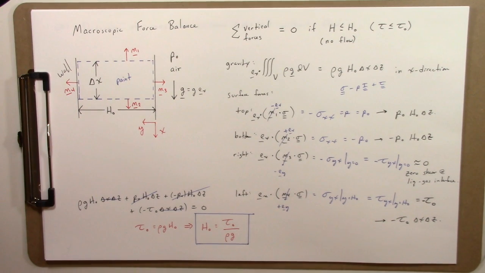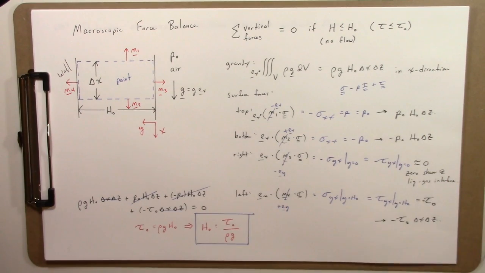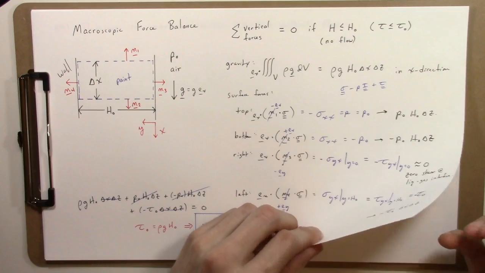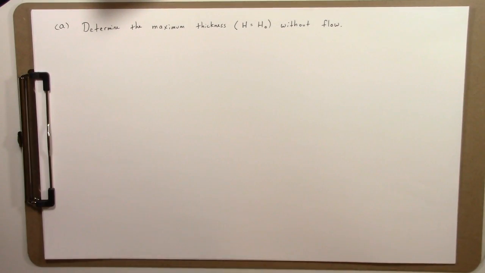So you could probably get this a lot faster using physical intuition from this sort of diagram, without going through all the detailed work we did here, but it's good to make sure you know how to actually do this in case you need to do it for a complicated problem with a complex geometry. Alright, so that's the macroscopic approach. Now we want to discuss the microscopic approach to determine the same thing. What's the minimum film thickness without flow?